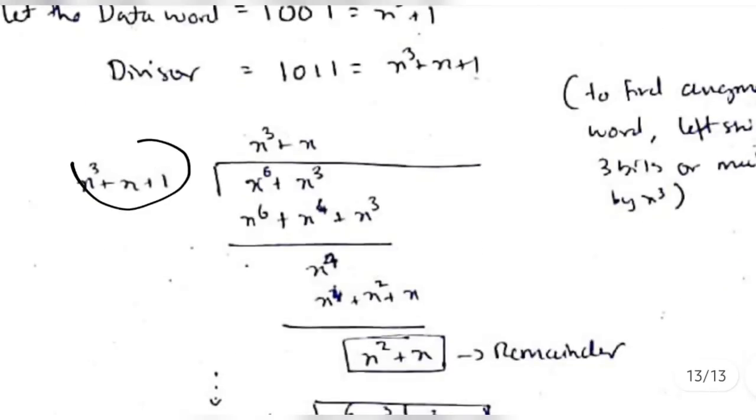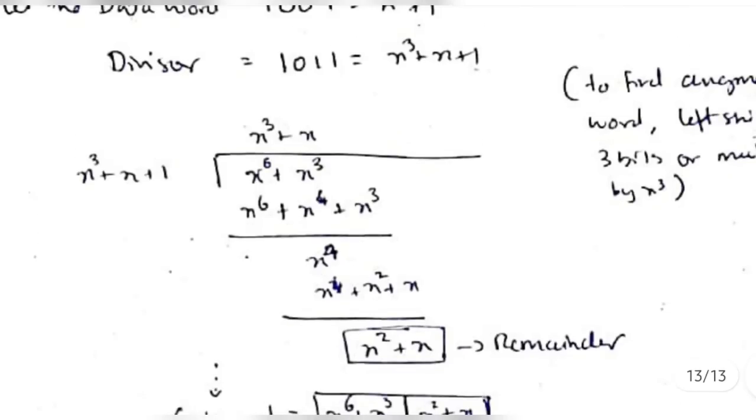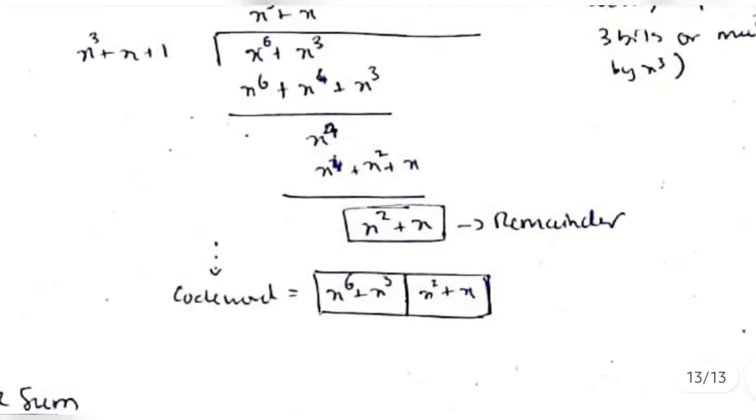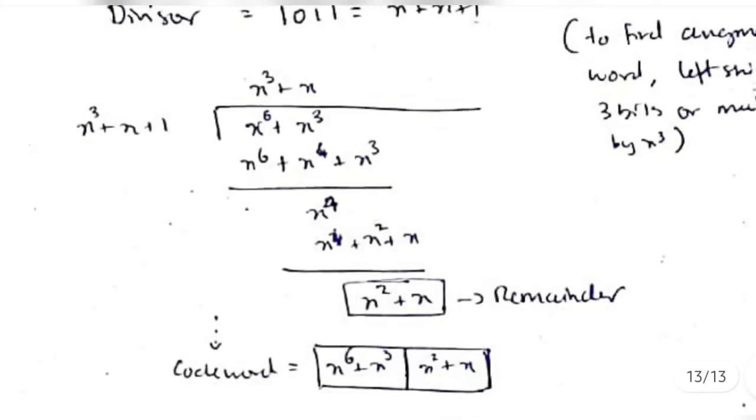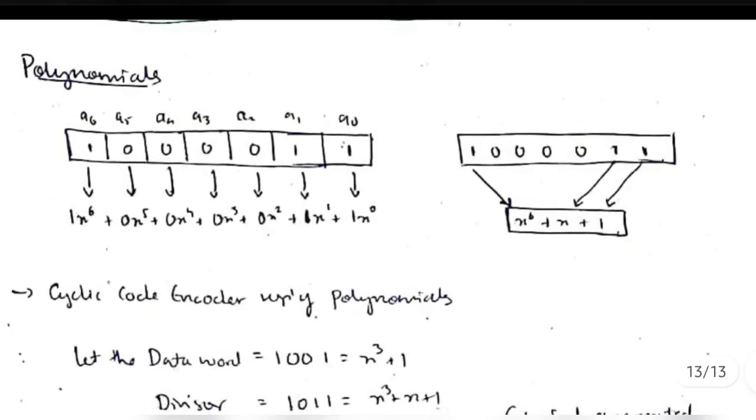We'll divide the polynomial as normal division, and we'll get the remainder here. Then we'll add this remainder to the dividend. So this will be the code word, and this code word will be sent to the receiver. It will receive the code word and divide by the same divisor. At that time the remainder will become 0 if no error happened in the transmission. If there is any error, or if the code word changes, the remainder will not be 0, and it can be known that some error happened in the transmission and the data is not correct. So the same concept as the previous one is implemented in the form of polynomials.